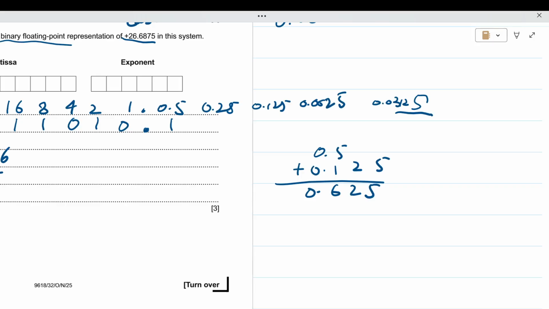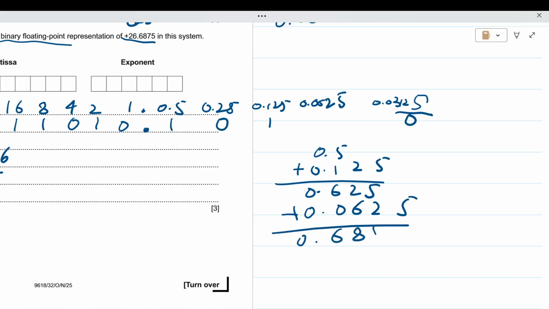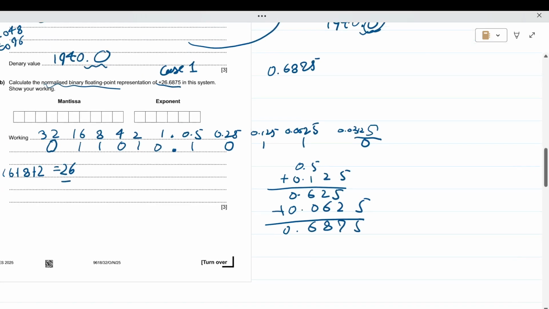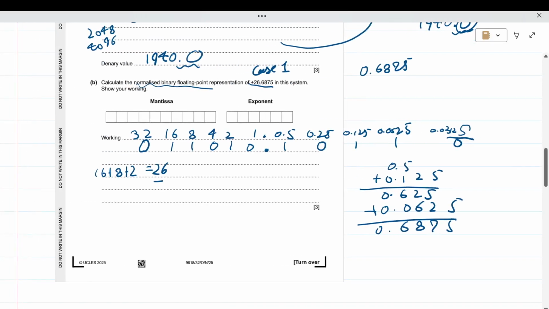0.5 and then 0.125, right? And then this is the only one remaining. So this is going to be 0.625 plus 0.0625. And this entire thing gives you 0.6875. We got ourselves the answer, right? So it is 1011 and then another zero. This is what it was.